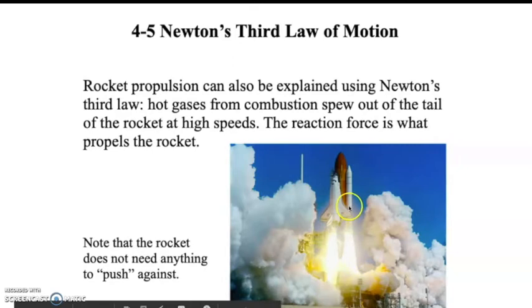And when we take those two forces, it's the same. The same force required to lift the rocket is equal to the force of the gases shooting out of the tail, or of the fuel chambers of the spaceship here. So equal and opposite.